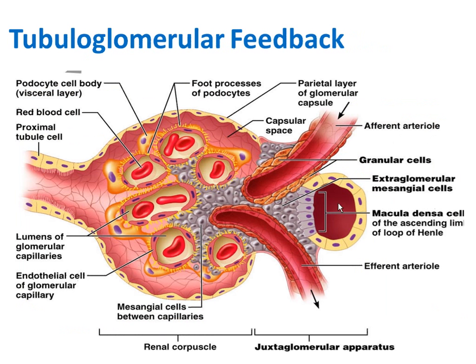Tubuloglomerular feedback utilizes macula densa cells that we find here. Notice how they're on the ascending loop of Henle. And then we have another collection of cells that I call JG cells sitting over there. Notice how they're near the afferent arteriole. So that whole thing together, that's the JGA. So let's go see what these cells do.